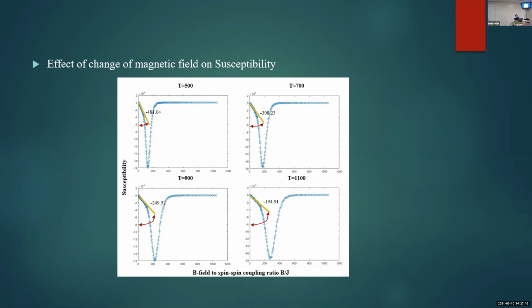Regarding Curie's law, susceptibility is inversely proportional to the temperature. In this figure, as you see, susceptibility begins from 0 and then decreases to a minimum value, which is almost the same for all temperatures, and then increases to 0 and stays constant.